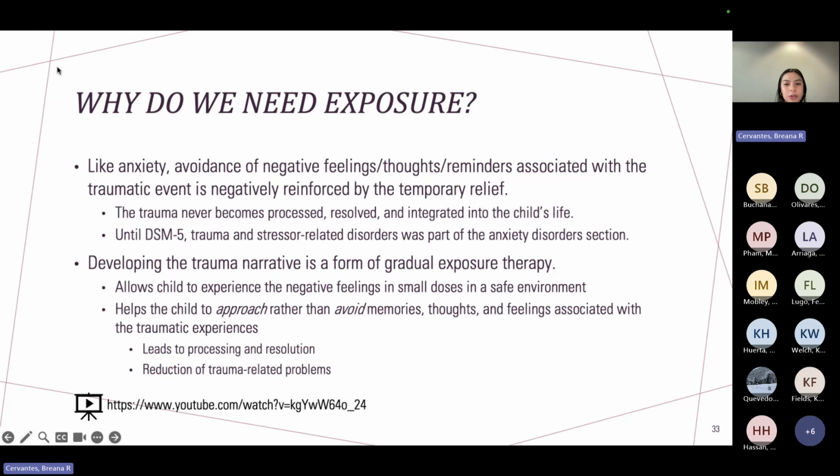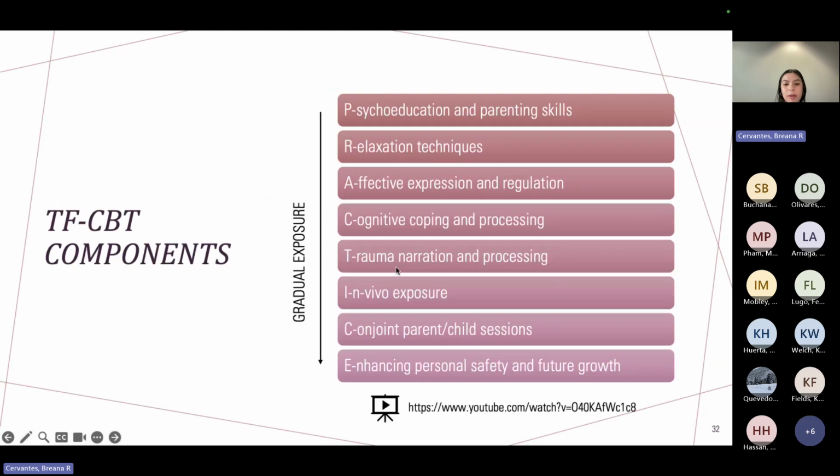So why do we need exposure? And again, this is why there is that overlap with anxiety and OCD at one point. Just going back, remember that the trauma narration processing is basically having the child write, or they can draw, or they can just say it and record it. It's basically saying what happened from start to finish. Depends on what model you're using. A lot of times it's first person present tense.